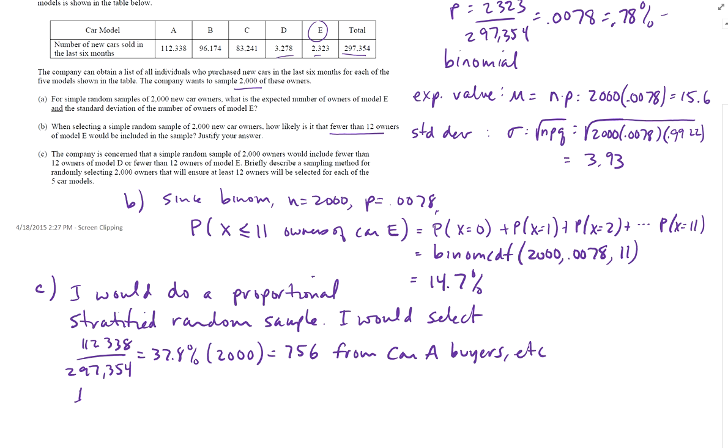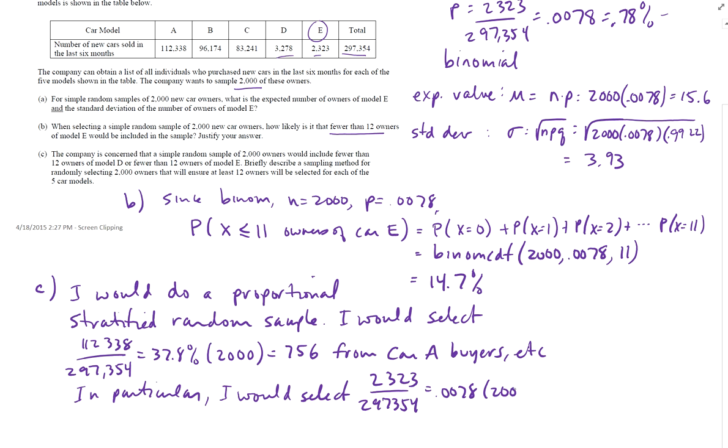So in particular, I would just mention, because I want to make sure I get 12 for the lowest one, I would select 23 over 297,354, which I already know is 0.0078 times 2,000, which I already know from up here is 15.6. So 16 people from E. Okay, and so forth.